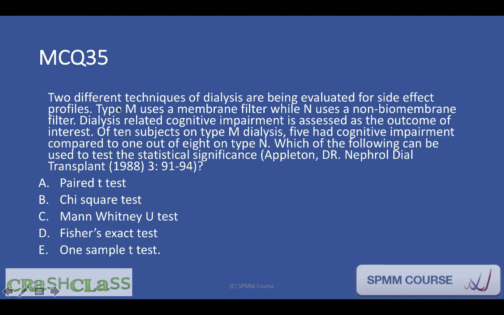Same question, slightly altered here. So 2 different types of dialysis, M and N. Dialysis-related cognitive impairment is assessed. Of 10 subjects on type M dialysis, 5 had cognitive impairment. So now you can see 10 subjects are on M, 5 had cognitive impairment, and the remaining box will have only 5. And only 1 out of 8 on type N has cognitive impairment. So 1 is a number smaller than 5. In this case, the statistical test cannot be chi-square because it is not robust when values are very small. So you will use Fisher's exact test. D will be the right answer in this case.